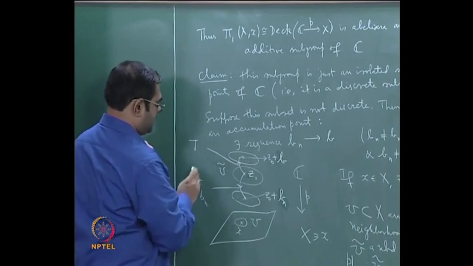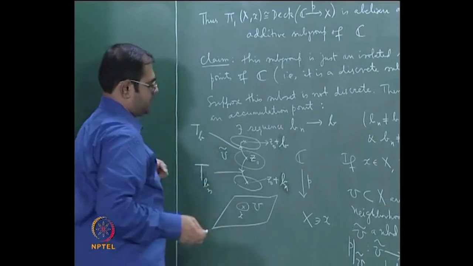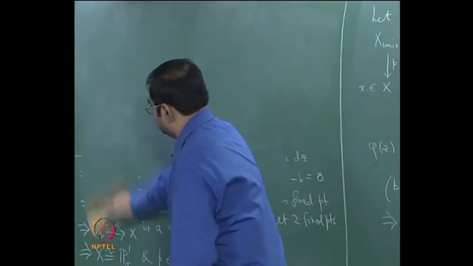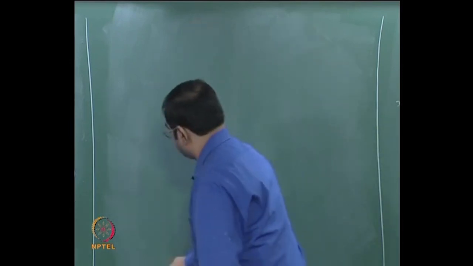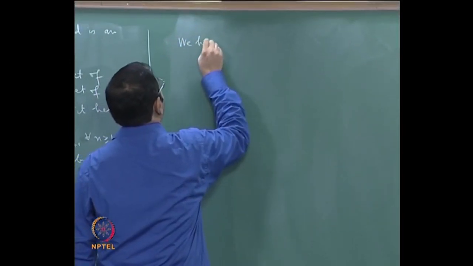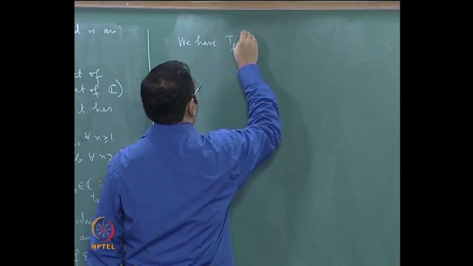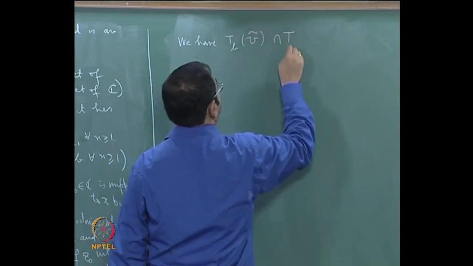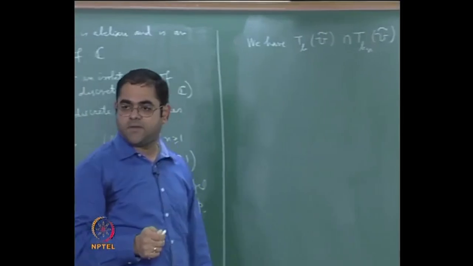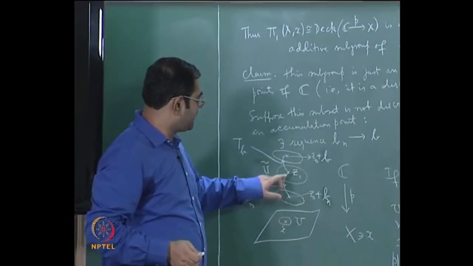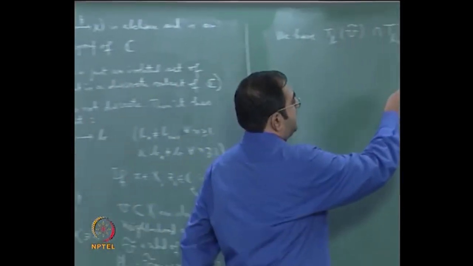This is translation by b, and this is translation by b sub n. So let me write that down. We have translation by b of U tilde intersection translation by b_n of U tilde is always empty, because they are translations of U tilde by b_n and by b, and they are always going to be distinct, because b_n is not equal to b.